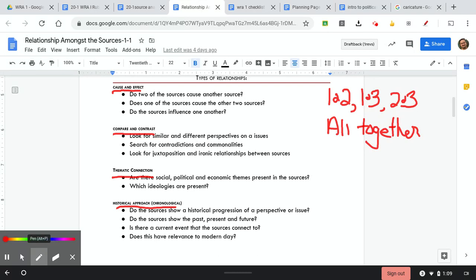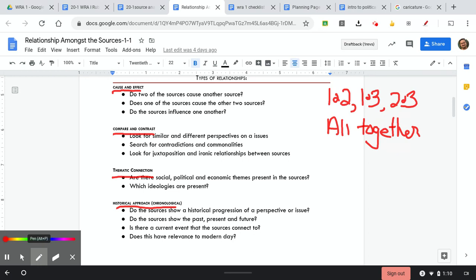All 4 of these relationships have a place in this paragraph. If you can identify one of these specifically, remember, say that. Oftentimes what I see is people will say source 1 and 2 are similar. That's okay. You can do better though. Say something like source 1 and source 2 have a cause and effect relationship. Source 1 and source 3 have a thematic connection.